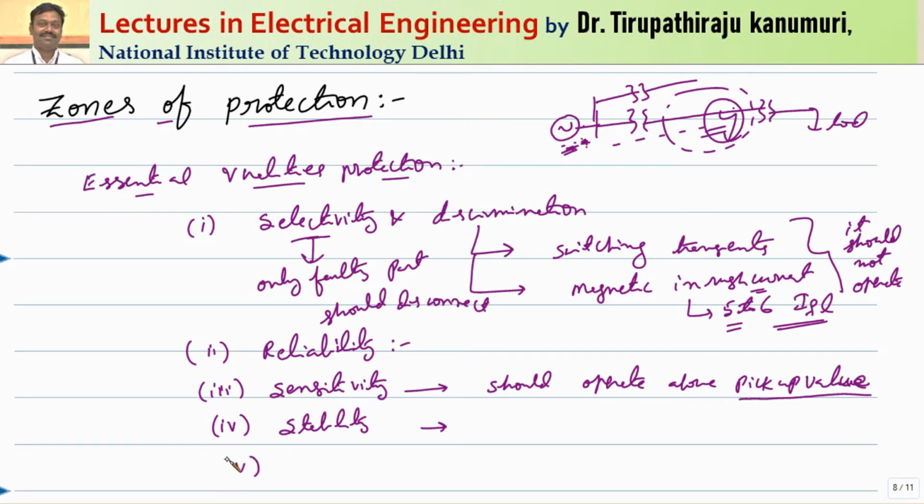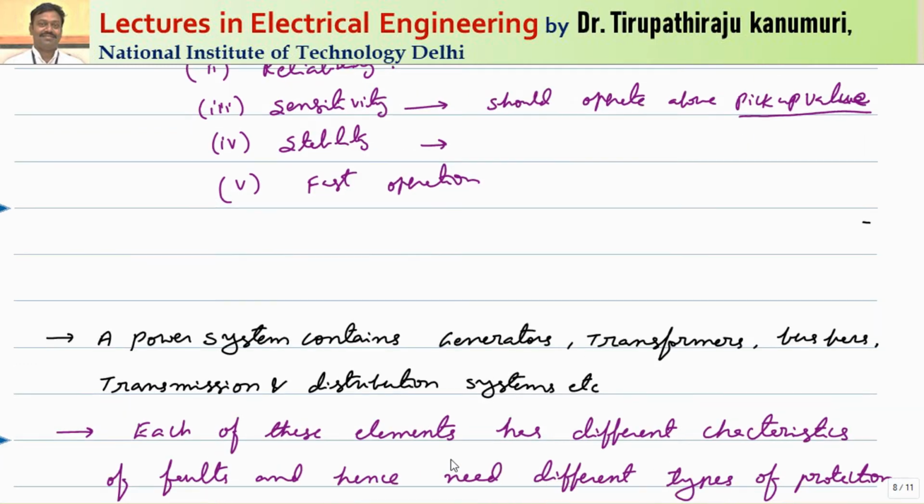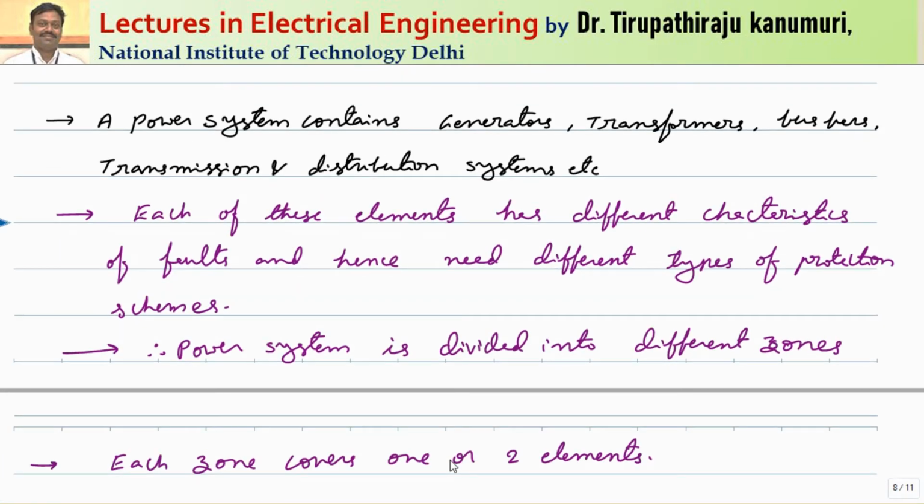And the last one, it should have the fast operation. So it should operate as early as possible whenever the fault happens in a system. So now your power system contains the different components. They are generators, transformers, bus bars, transmission and distribution systems, etc. And each of these elements have different characteristics.